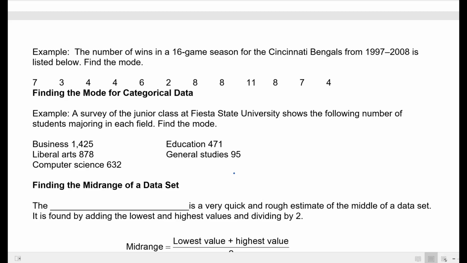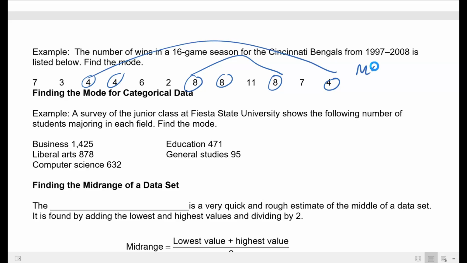All right, let's look at the next one. So we've done one mode, we've done no mode. Let's look at one where this one has more than one mode here. So it looks like 4 repeats 1, 2, 3 times, and 8 repeats 1, 2, 3 times. So since they both repeat 3 times, we're going to say the modes, there are 2, are 4 and 8. Okay.